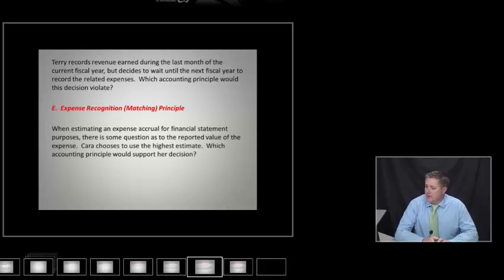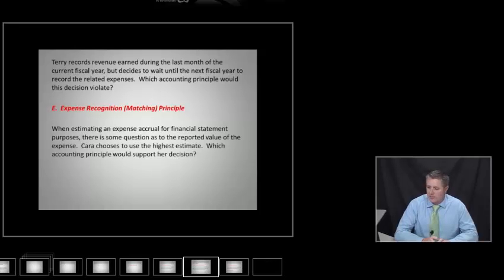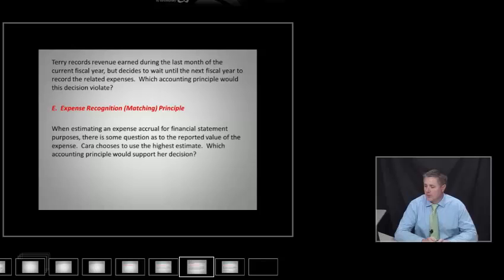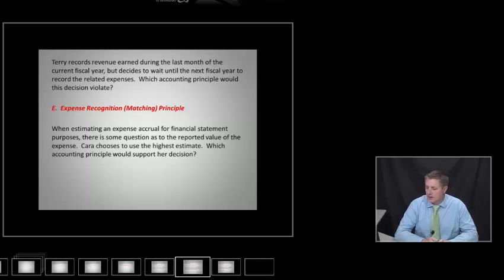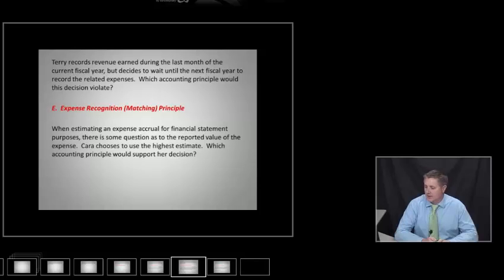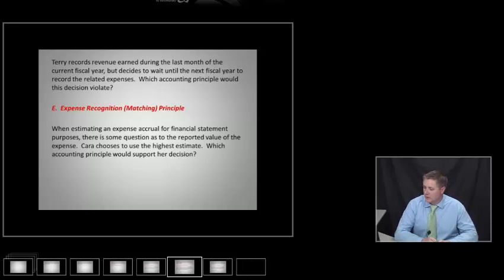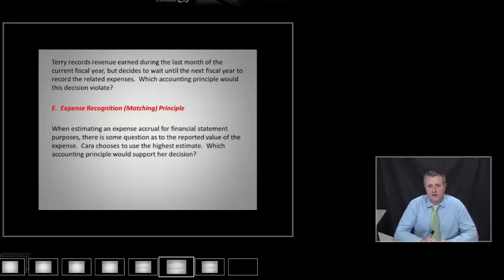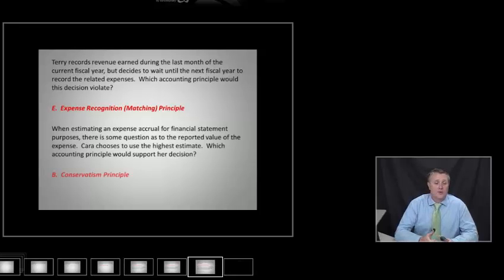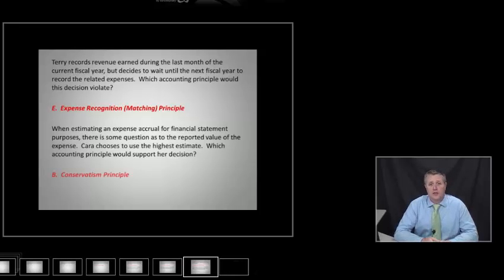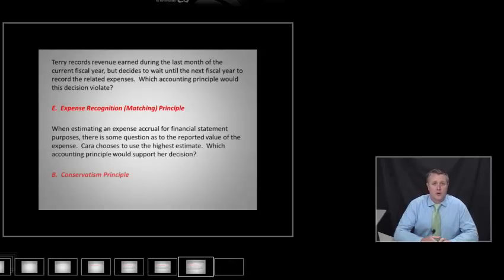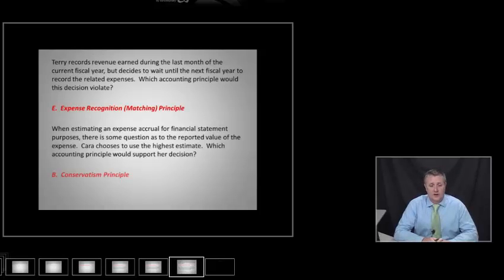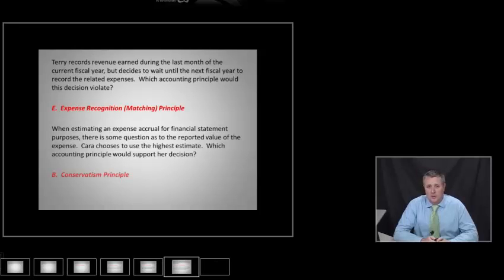Okay, finally, when estimating an expense accrual for financial statement purposes, there is some question as to the reported value of the expense. So Kara decides to choose the highest estimate. Which accounting principle would support her decision? Well, when we report expenses, the conservatism principle would tell us that if we're making some estimate of an expense, it would be appropriate to record expenses at potentially higher than expected amounts. So certainly the conservatism principle would support Kara's decision in this case.